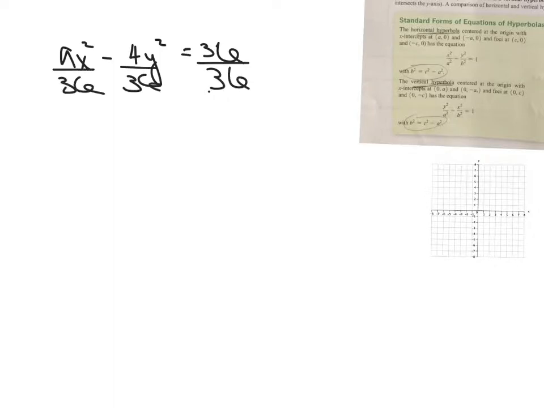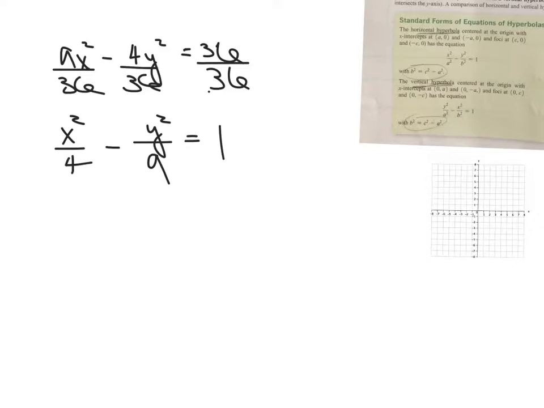by 36. 9 over 36 is 4. 4 over 36 is 9. Equals 1. Actually, it's 1/9 and 1/4, but we don't have to show the ones there. All right, so there is my hyperbola formula. Now notice that the x squared has a 4 under it, and the y squared has a 9 under it, and that shows me that we're talking about a horizontal hyperbola.